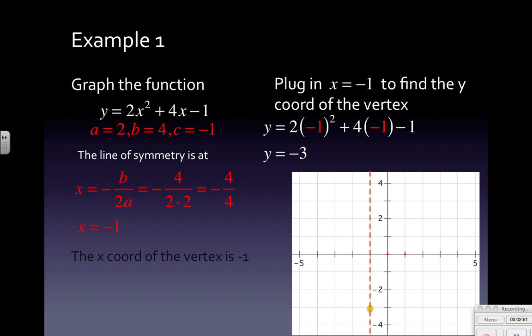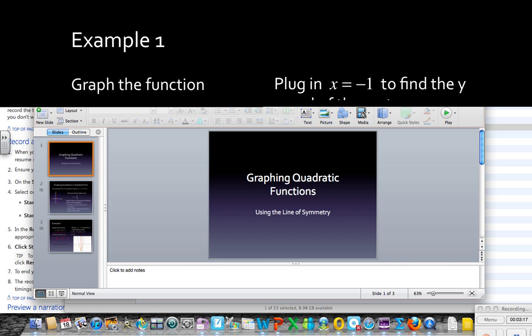Now I'm going to use the stretch factor to find more points on the graph. So since a is equal to 2, I'm going to go over 1, up 2 to get 2 more points. Then I would go over 2, up 4 times 2, which is 8. But that doesn't quite fit on my graph, so I can't really go over 2, up 8, but you would. And then you would just plot your graph with a nice smooth curve, and you're done.